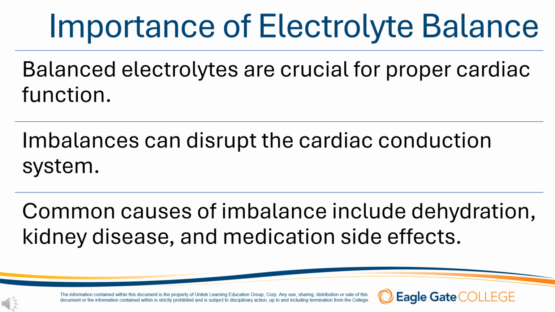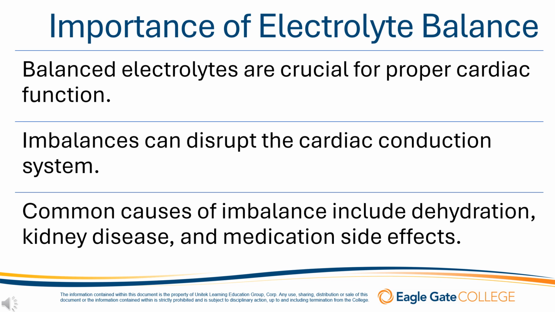Hypercalcemia can cause increased contractility and reduced relaxation of the heart muscle, potentially leading to arrhythmias, while hypocalcemia can result in decreased contractility and a weakened heart muscle, affecting the heart's ability to pump effectively. And finally, hypomagnesemia can lead to arrhythmias like torsade de pointes and increase susceptibility to other abnormal rhythms. Low magnesium levels can disrupt the regulation of calcium and potassium, leading to instability in the cardiac conduction system.